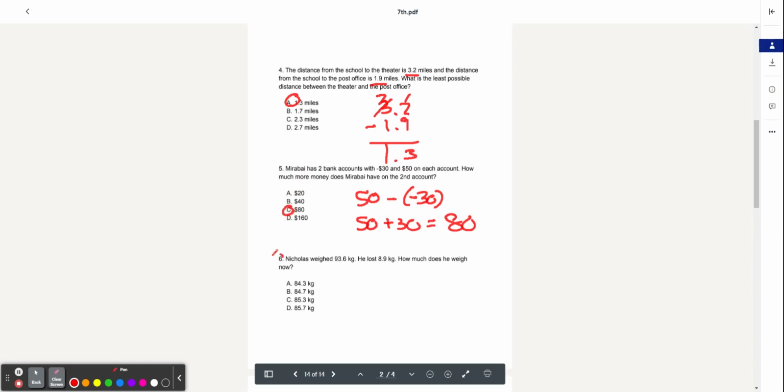C. 6. Nicholas weighed 93.6 kilograms. He lost 8.9 kilograms. How much does he weigh now? So subtract again. So, yeah. Now he weighs 84.7 kilograms.